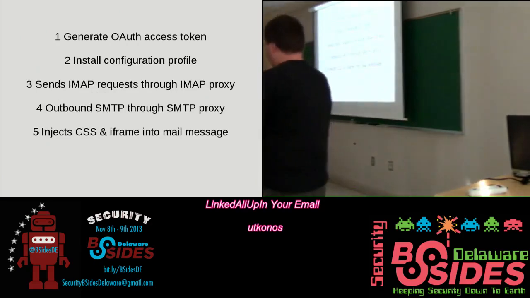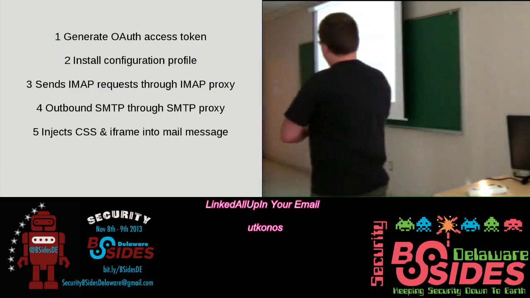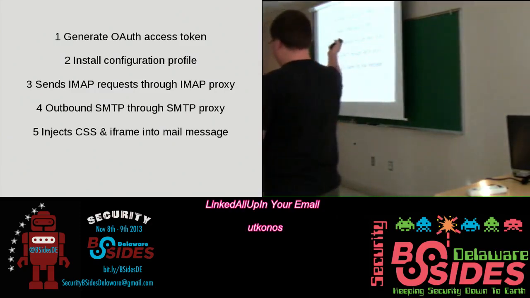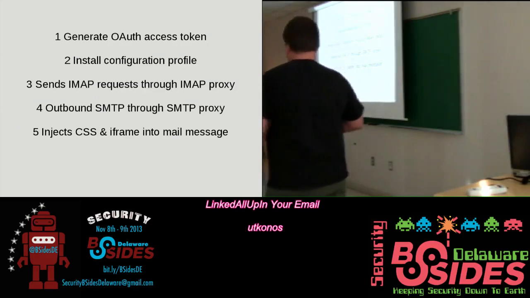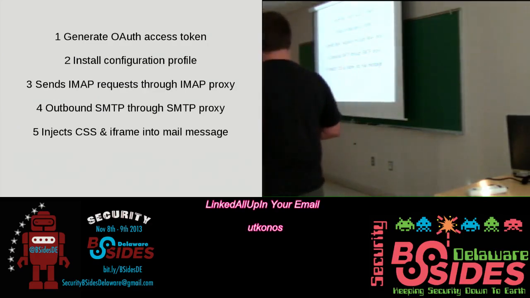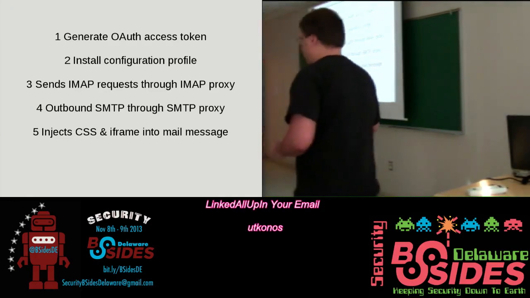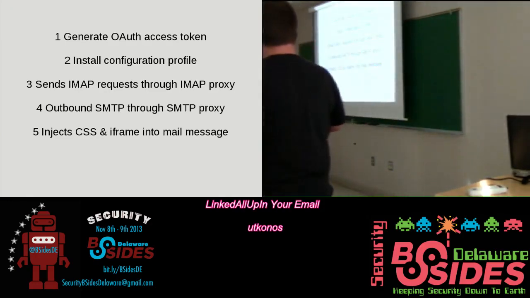What you do is you authorize, and I have some screenshots, and we'll go through exactly what happens. You authorize your phone to access Google using the LinkedIn Intro. It generates an OAuth access token that it then uses in the future to connect to your Google email. And then it installs a configuration profile. And then steps 3, 4, and 5, it just constantly does from then on.